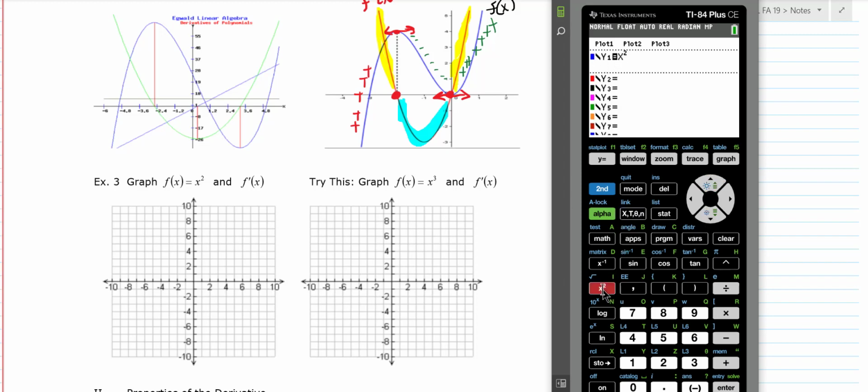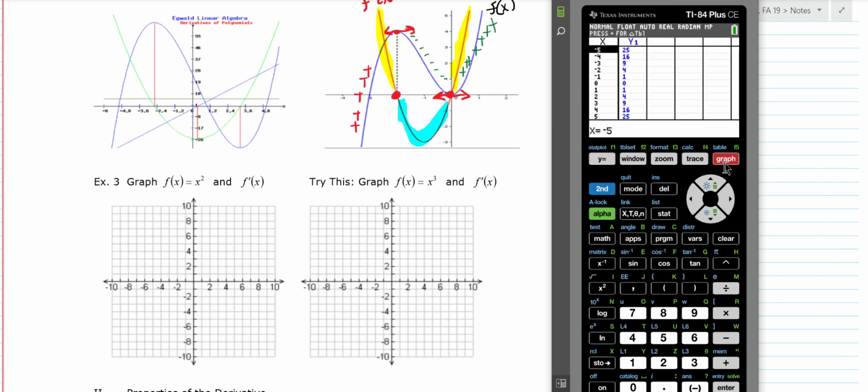Let's just go ahead and graph x to the second. Let's do a standard window. So zoom 6. And of course, you know there's a parabola, hopefully. You can go to your table of values if you like, and let's just plot several good points on this.